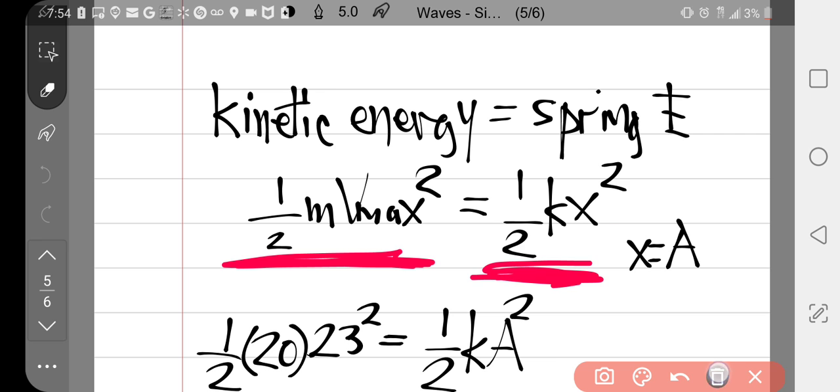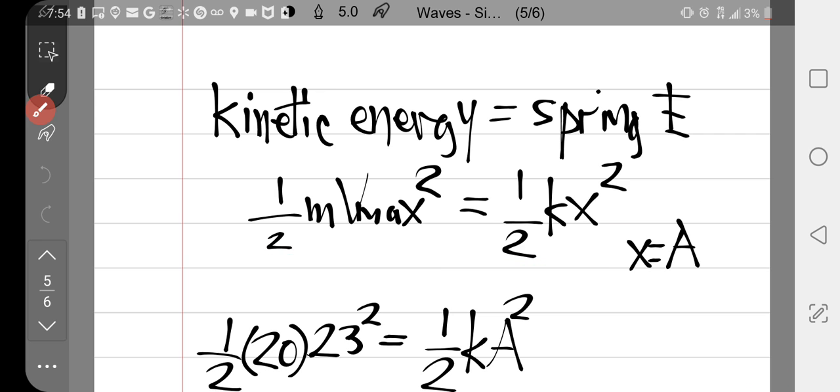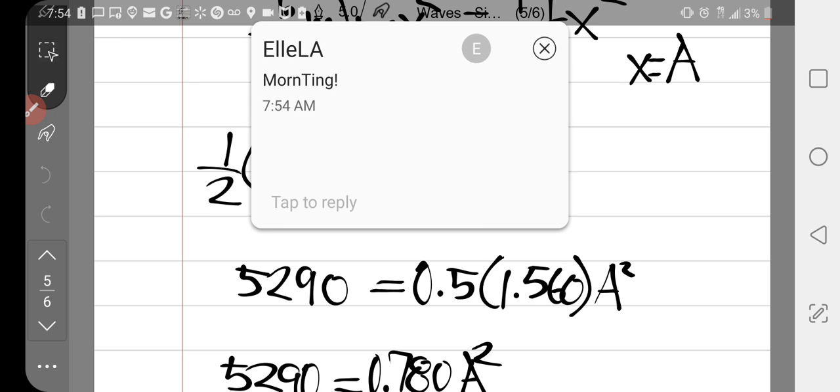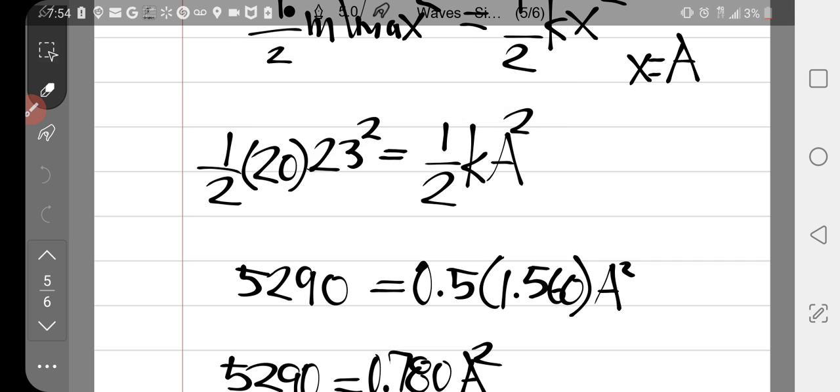So here we go. Plug everything in. It's just a straight plug in. Now make sure you have all your units okay. Make sure you have your calculator in degrees if you do a trig or something. We're not doing any trig. But anyway, make sure your calculator is set up okay and go for it. So it's 1/2 times 20 times 23 squared.